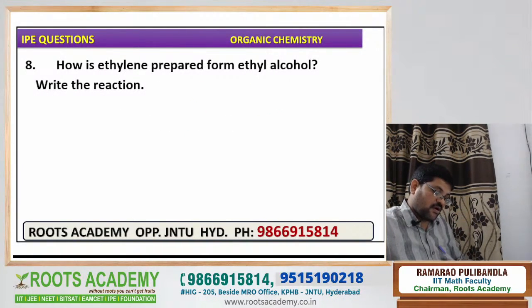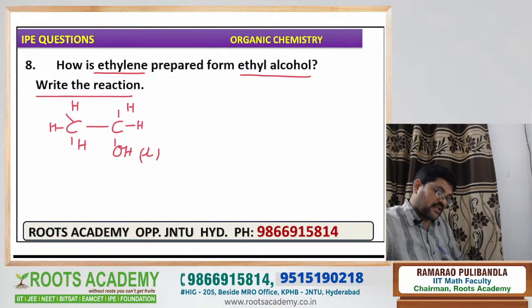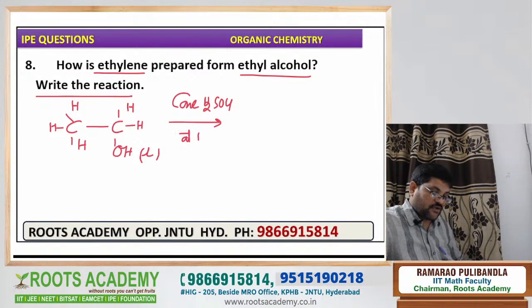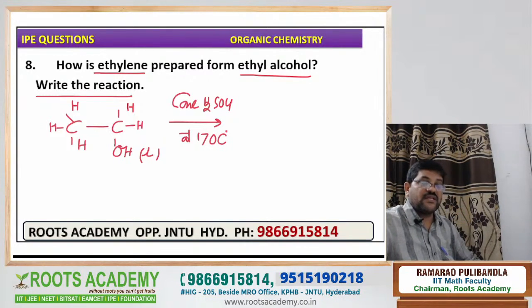See the next one. How is ethylene prepared from ethyl alcohol? Take ethyl alcohol, CH3CH2OH, a liquid. To this ethyl alcohol, add concentrated H2SO4 at a temperature of 170 degrees. Exactly at 170, dehydration happens.